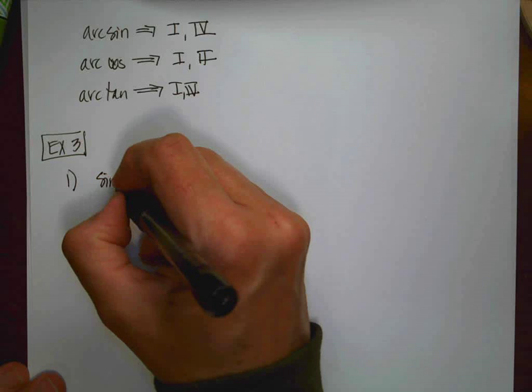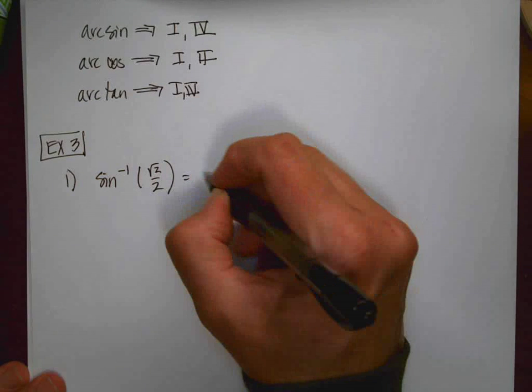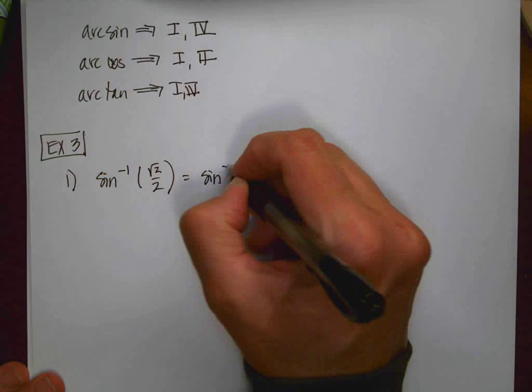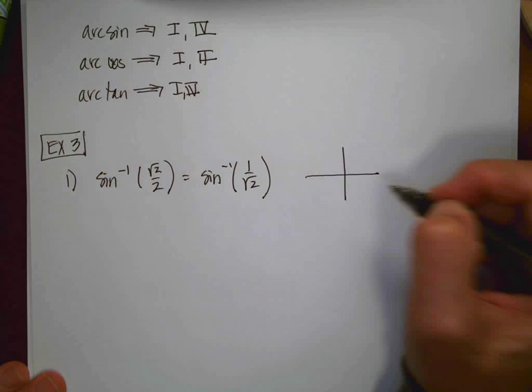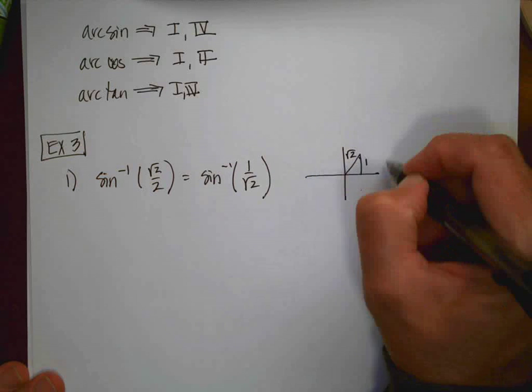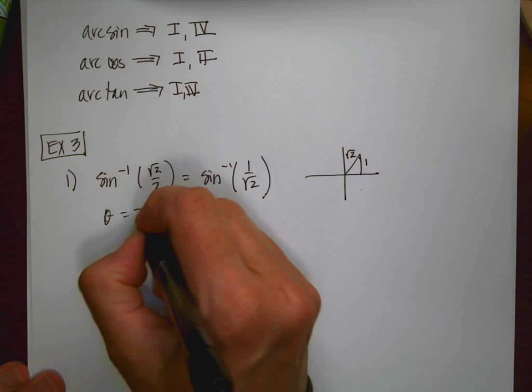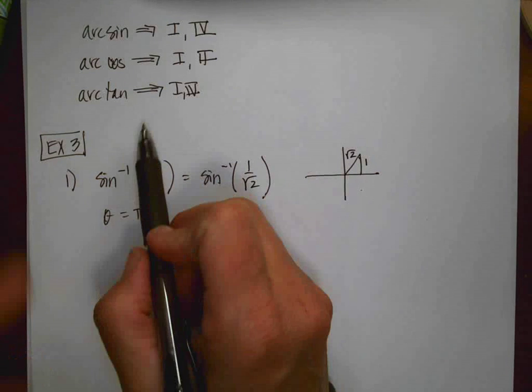So what happens when my brain and my mouth aren't working at the same speed? So I have the inverse sine of radical 2 over 2. I like to rewrite it. So this is the inverse sine of 1 over radical 2. Sine is positive in 1 and 4. It's positive here. This is 1, radical 2. So I'm going to get theta is pi over 4.